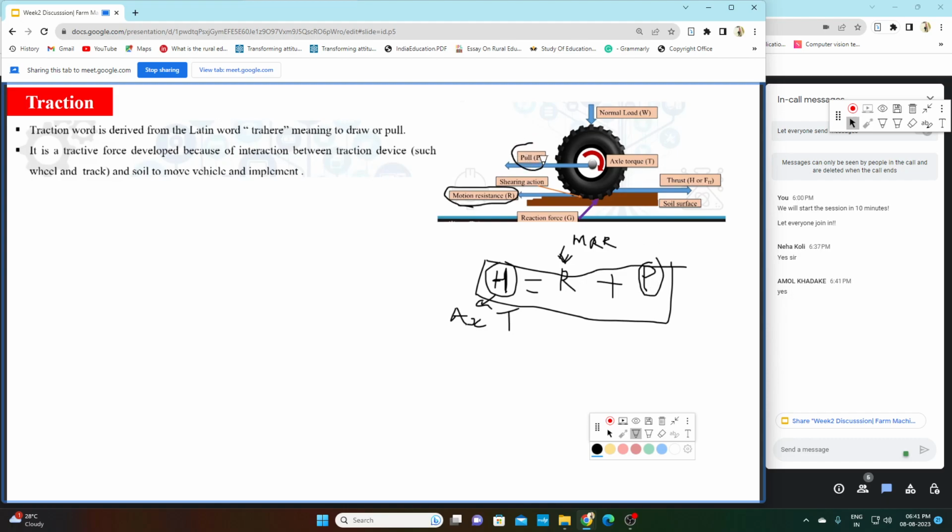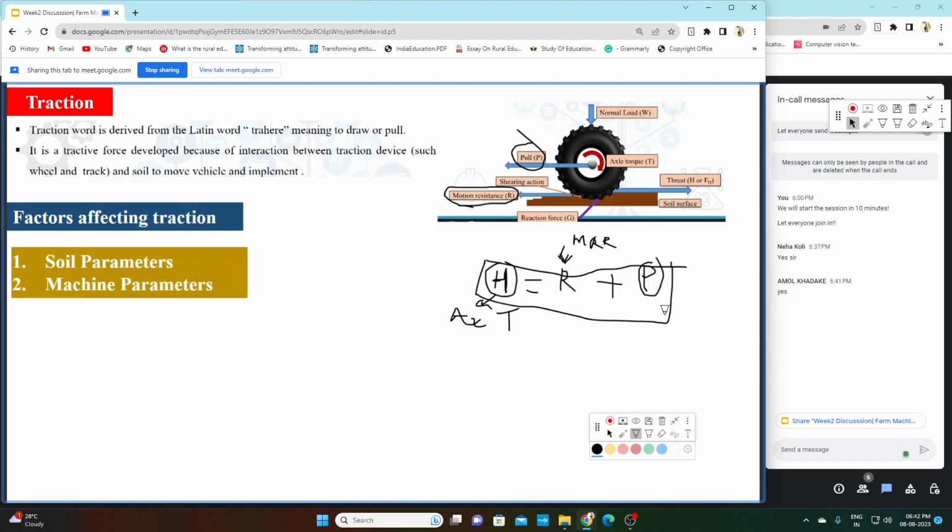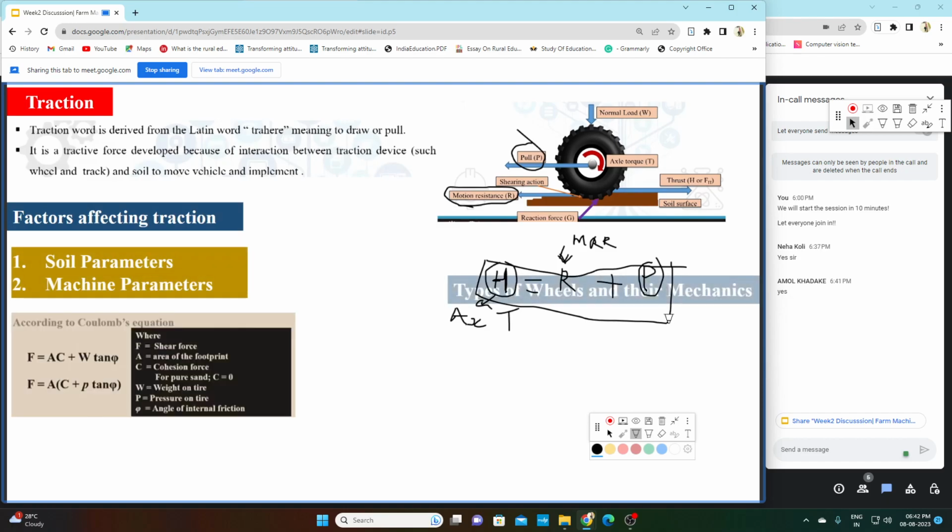Pull. So you can see in the diagram, this thrust is acting in the right direction, and it is taking two forces into account. One is pull, and another one is motion resistance. So H equals R plus P. This is important. Now what are the factors affecting the traction? We study this by Coulomb's equation.